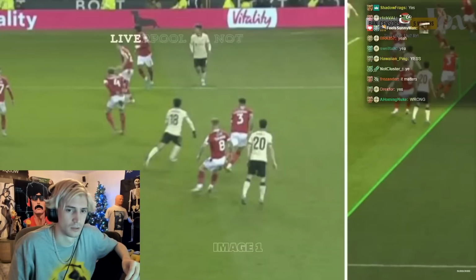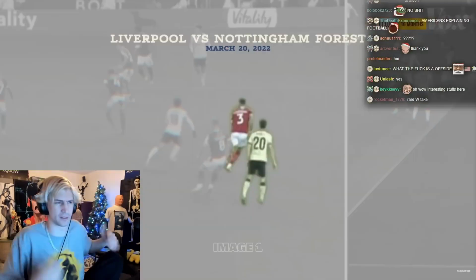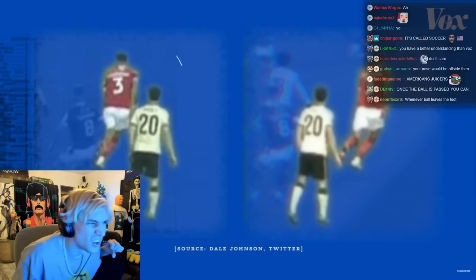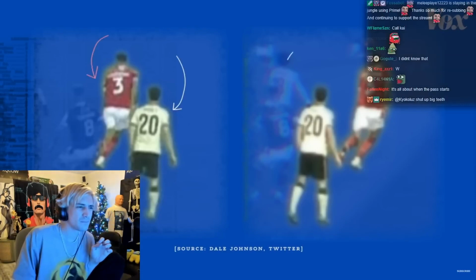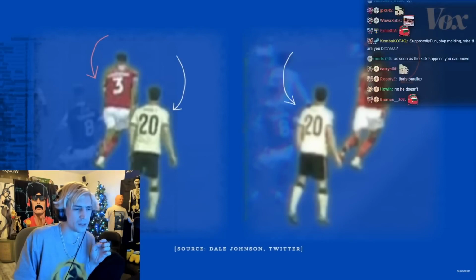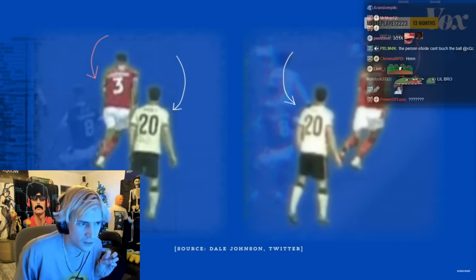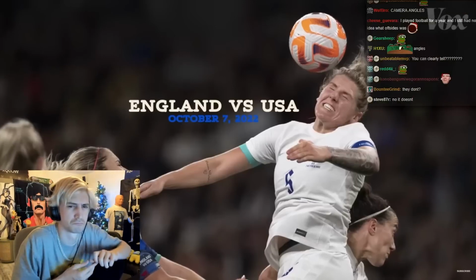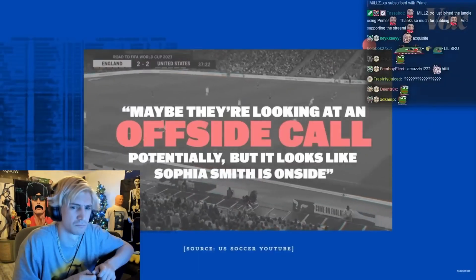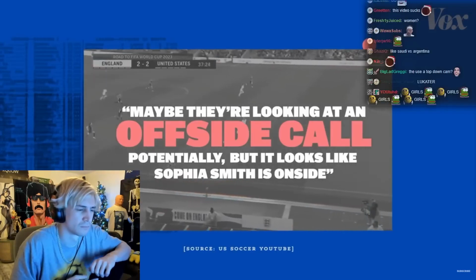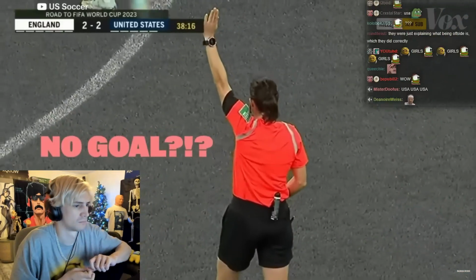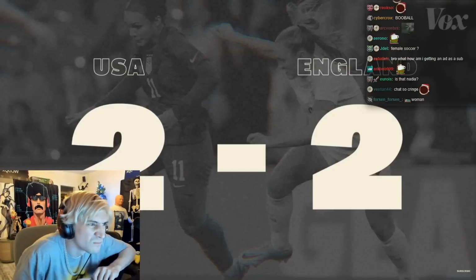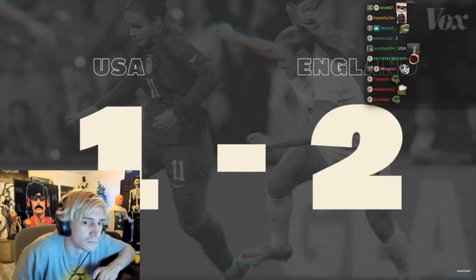Doesn't matter. Images from the March 20th game between Liverpool and Nottingham Forest show the same moment in time from 2 slightly different perspectives. In the image on the left, number 20 looks like he's in front of number 3. But on the right, it looks like their positions are inverted. If audience members only see an angle they feel is uncompelling, it can leave them unsure that the right call was made. Like in this October 7th game between England and the US. Maybe they're looking at an offside call potentially, but it looks like Sophia Smith is onside. This call shocked even the commentators. No goal. No goal. Right there is where they're saying Sophia is offside already. This goal would have tied the match at 2-2, but because it was revoked, England won 2-1.